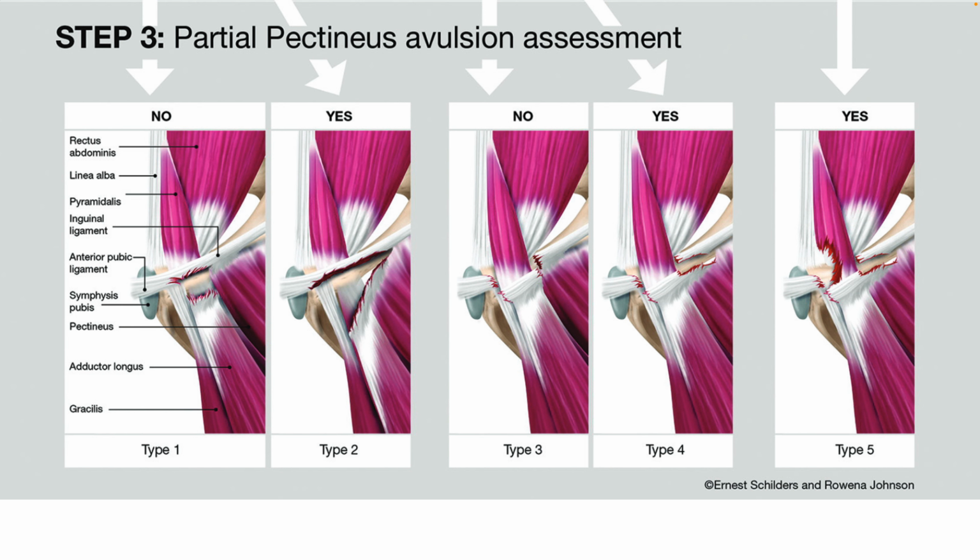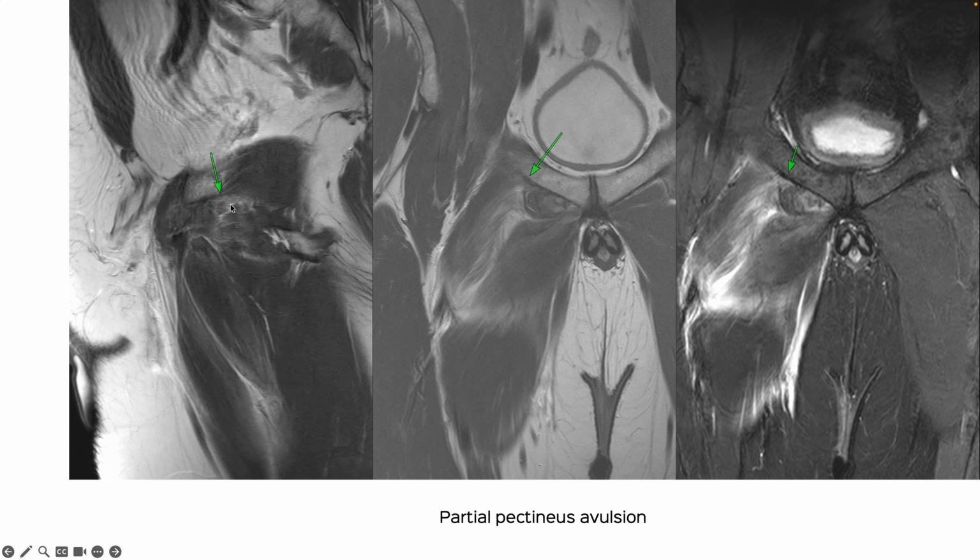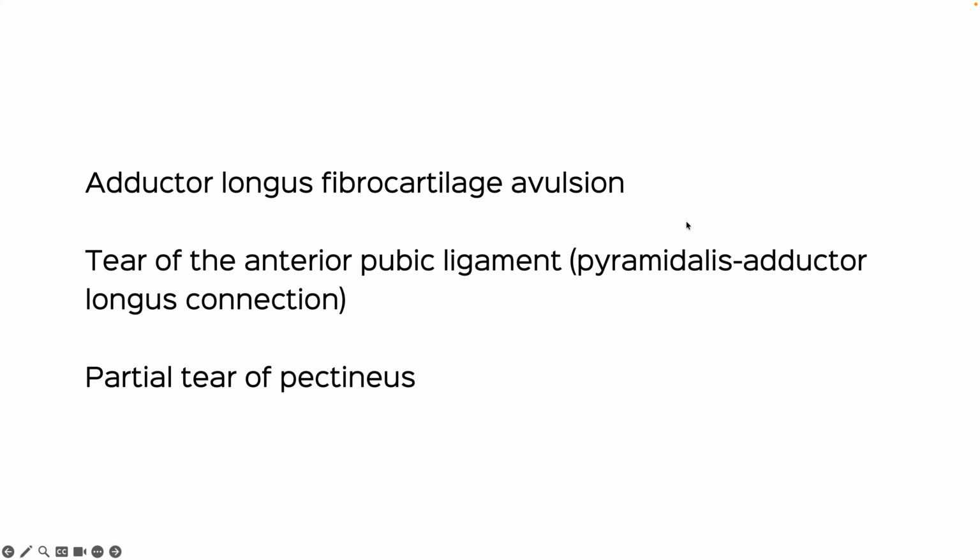The third step is to look at the pectineus in the coronal plane, but you can obviously look at it on the sag as well. But you can see here that the pectineus is partially torn from the attachment on the iliopubic ramus. So what we have is an adductor longus fibrocartilage avulsion, a tear of the anterior pubic ligament from the adductor longus. So the pyramidalis adductor longus connection is torn, and there's a partial tear of the pectineus. So this makes it a type 2 PLAC injury.